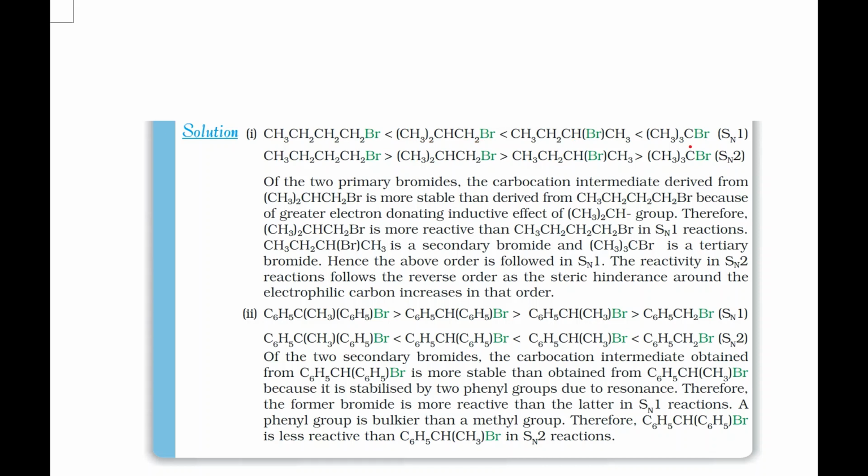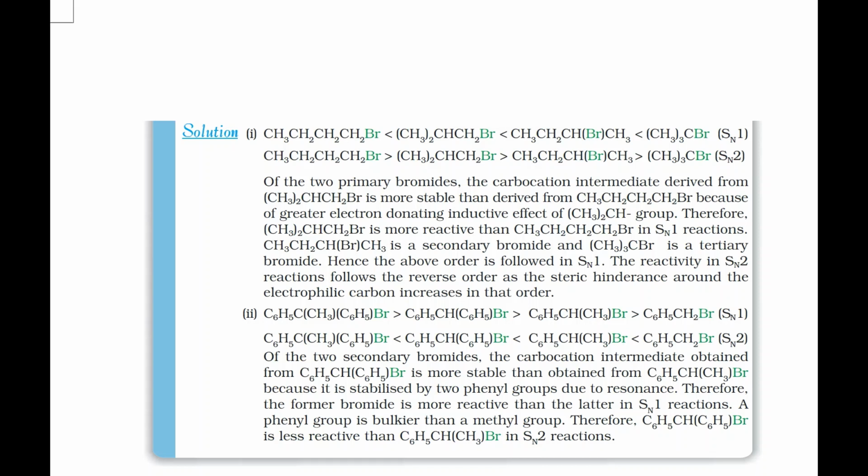The next has three branches. Carbon is having three methyl groups. Here the carbon is having one methyl and one ethyl group. Here the carbon is having an isopropyl group. So like this it is an alkyl group. So these are the four bromobutanes. All are bromobutanes, you have four carbons and bromine.